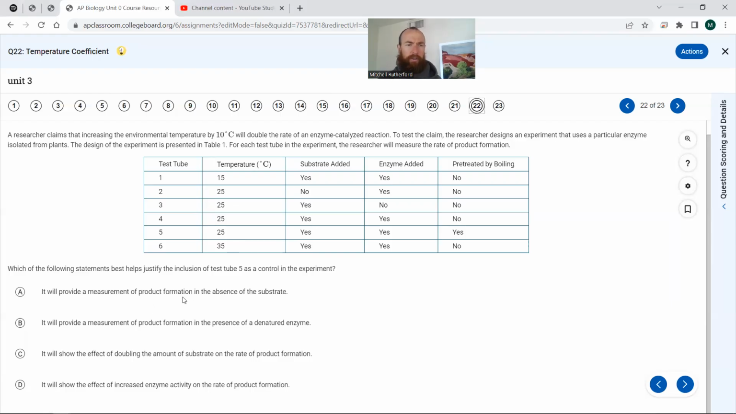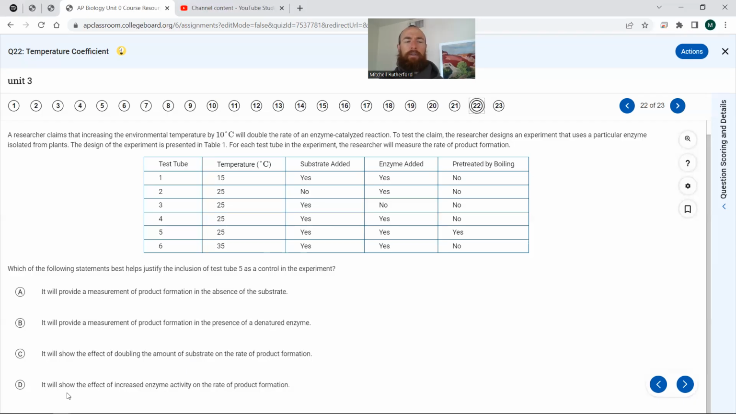It will provide a measurement of product formation in the absence... No, we have substrate. Oh, this is so easy. Provide a measurement of product formation in the presence of denatured enzyme. No, because there's lots of them with enzyme. A lot of them have enzyme. Or denatured enzyme? No, it has nothing to do with denatured enzyme. Everybody gets the enzyme. Nothing in here says denatured. No, absolutely not. C, it showed the effect of doubling the amount of substrate. No, it doesn't have extra substrate. It just says yes with all the other ones. So it's got to be D. It will show the effect of increased enzyme activity on the rate of product formation. Okay, so by process of elimination, A, B, and C are trash.